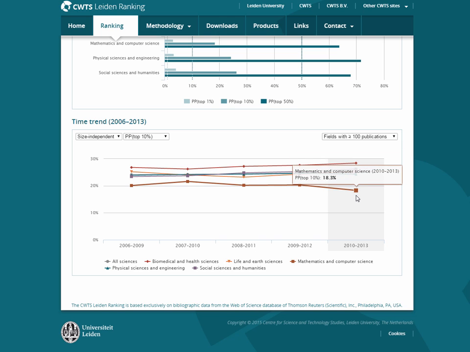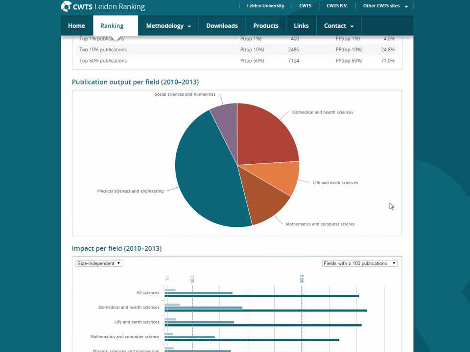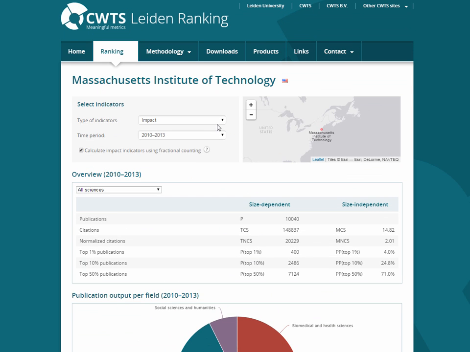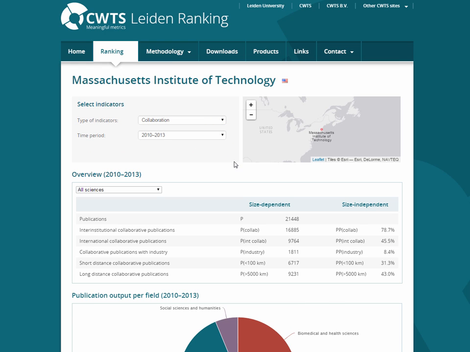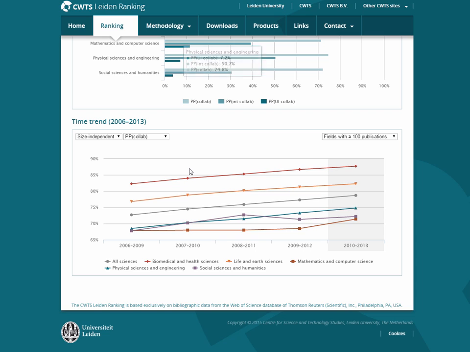The same table and charts can be shown for collaboration indicators. If we then look, for example, at the time trend, we see that MIT is more and more publishing in collaboration with other institutions. We have now given a brief demonstration of the Leiden Ranking 2015 website.